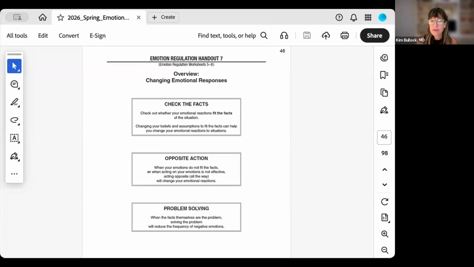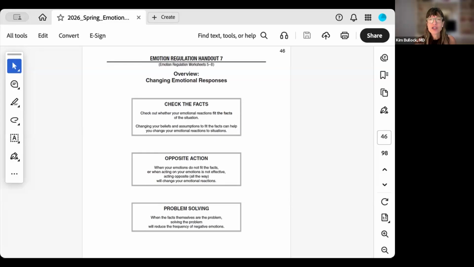The first is to check the facts, because sometimes this is all that's needed. When the emotion doesn't fit the facts, we just need to practice acting the opposite of our emotions. And when the emotions fit the facts, sometimes that just indicates a problem that needs to be solved. Checking the facts is what we're going to be focusing on today.